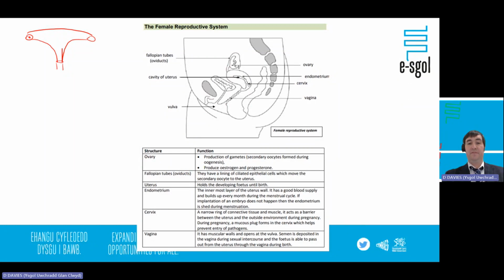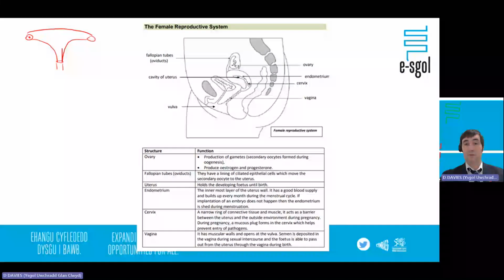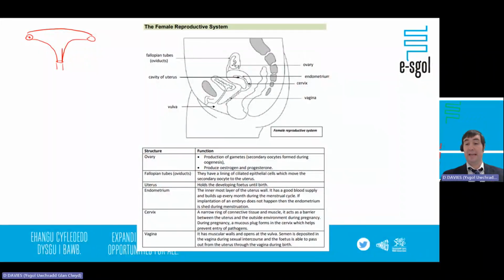And the vagina, muscular walls, and it opens at the vulva. Semen is deposited in the vagina during sexual intercourse, and then that will swim up through the cervix into the uterus, and the vagina is basically the birth canal. That's where the baby passes through during birth. So again, structure, function: this is the bit, that's what it does. You need to make sure that you are up on that.